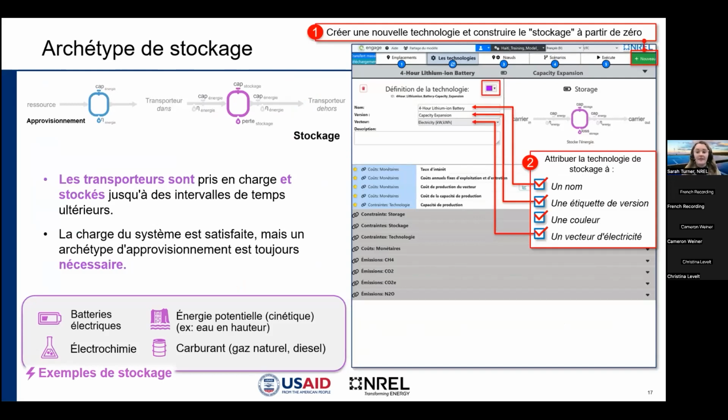A storage archetype is a technology that can take carriers in and store them until later time intervals when the carriers can be dispatched back to the system. Storage archetypes are useful for representing a number of real-world technologies like electric batteries and electrochemical storage, potential or kinetic energy storage, such as water in a dam at a specific height, and the storage for fuels like natural gas and diesel.